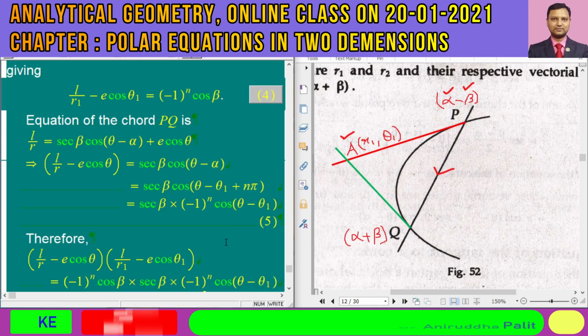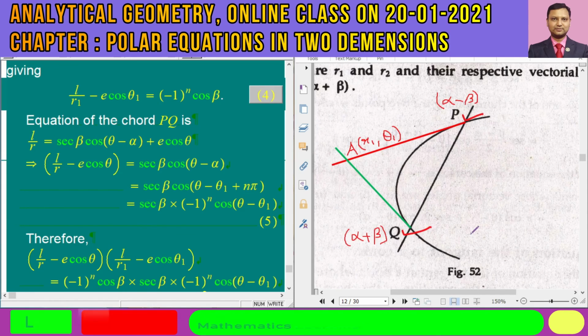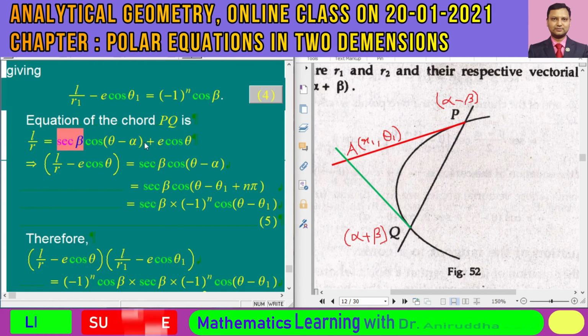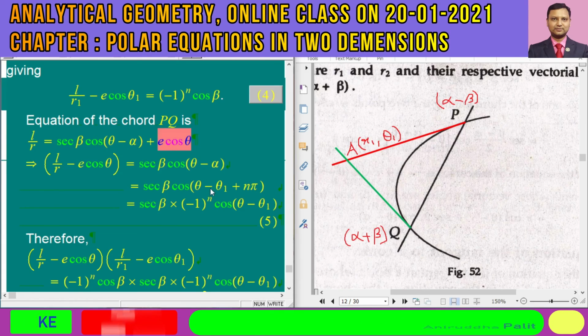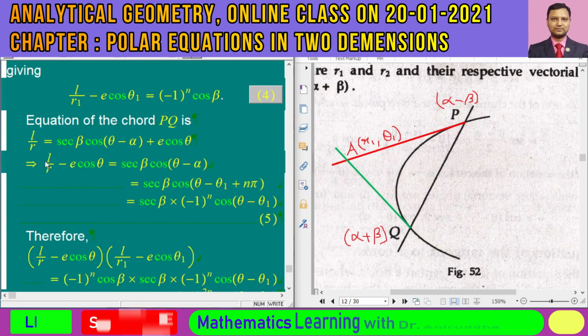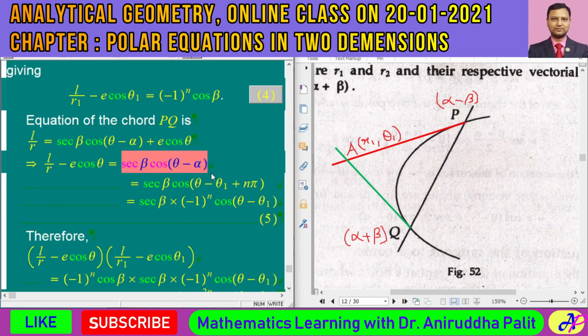Now we consider the equation of the chord PQ. Whenever the vectorial angles of the points P and Q are alpha minus beta and alpha plus beta, then the equation of the chord can be written in this way: L by R is equal to sec of beta multiplied by cos of theta minus alpha plus e cos of theta. If we now shift the term e cos of theta to the left hand side, we get L by R minus e cos theta is equal to sec of beta multiplied by cos of theta minus alpha.